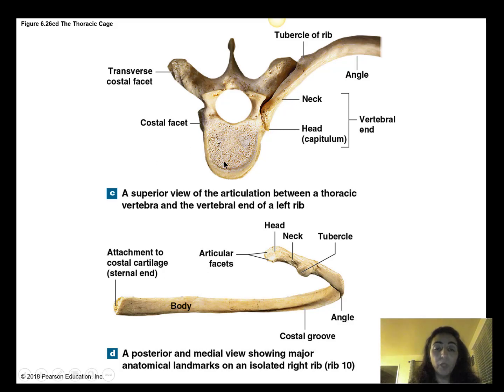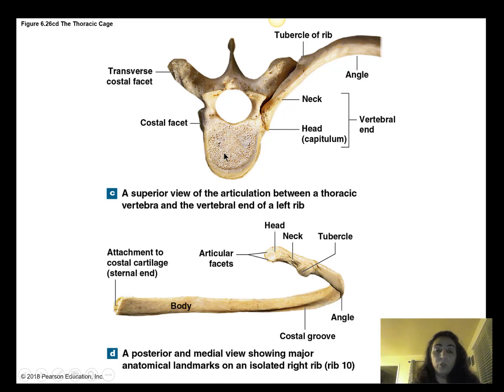First, let's go over the rib itself. You see all the parts. This is the head, this is the neck, and then this is the angle, where the direction changes and makes the body, the whole body of it. Now it has a tubercle here, after the neck and before getting to the angle. These are the two places where a rib is going to attach to the thoracic vertebra: the tubercle and the head.